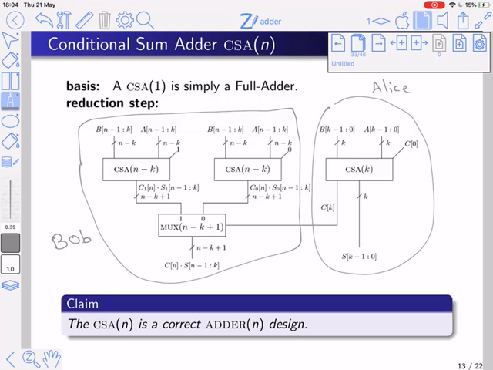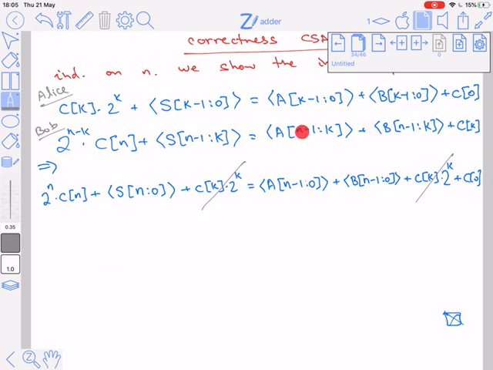So either way, because of the correctness of these two CSAs and the way the mux chooses one of these two outputs, we know that the last n-k bits of A, plus the last n-k bits of B, plus CK, the bit that he gets from Alice, equal the sum bits from position k to n-1 plus Cn with a weight of 2 to the power of n-k.